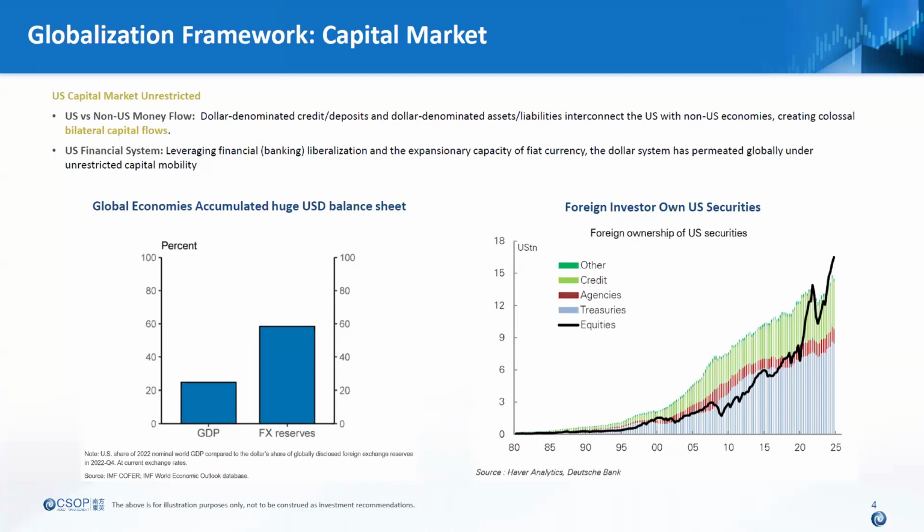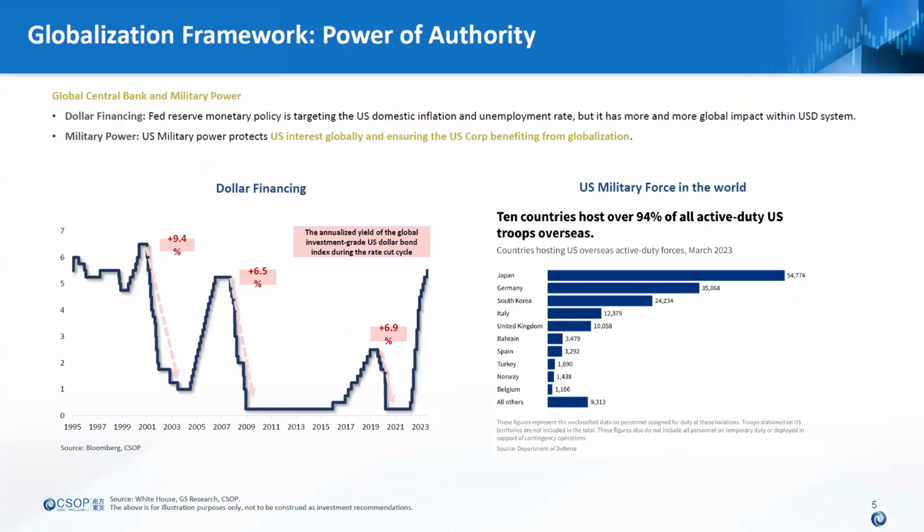And other global economies have also accumulated a huge dollar balance sheet, with foreign investors owning a large amount of US securities, mainly bonds followed by some risky assets. As a result, while the Fed's monetary policy targets domestic inflation and the unemployment rate, it can easily have a global impact within this dollar ecosystem. And in the meantime, the US military power also provides an indirect protection, helping US corporates benefit from this globalization process.